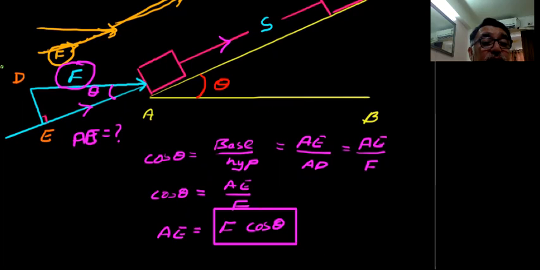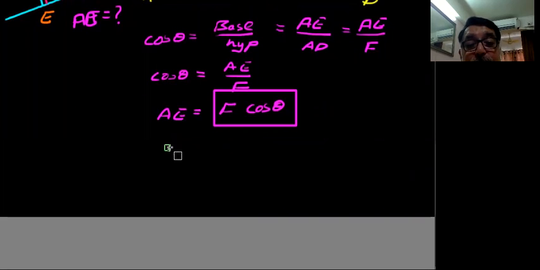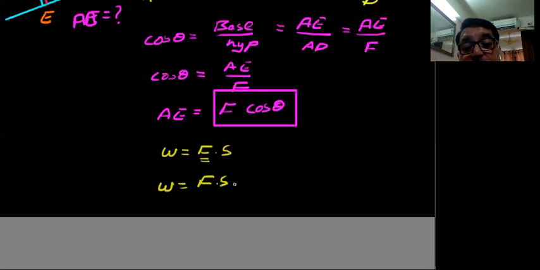So looking at our previous formula, work equals F into S. Now we found the inclined component of force, which is equal to F cos theta. So instead of F, we can replace it by F cos theta. So work equals F cos theta multiplied by S, which is the same thing as W equals F into S into cos theta.